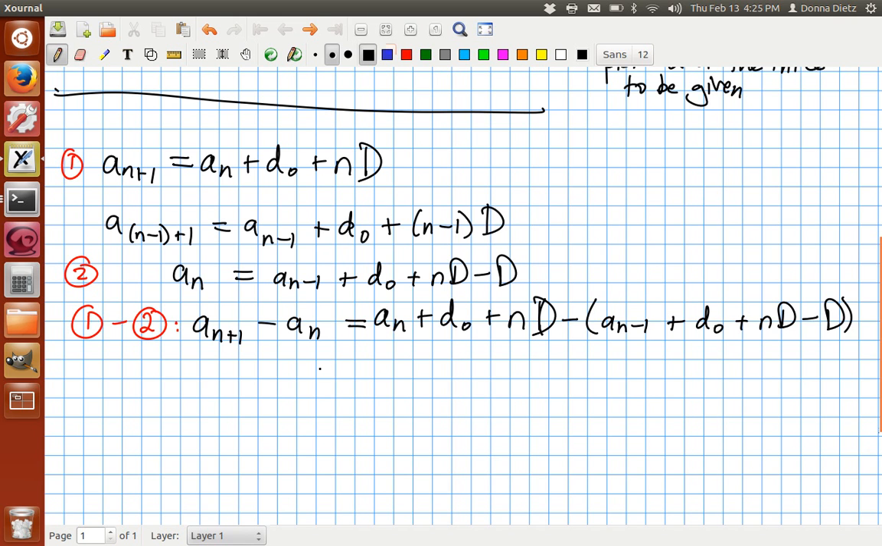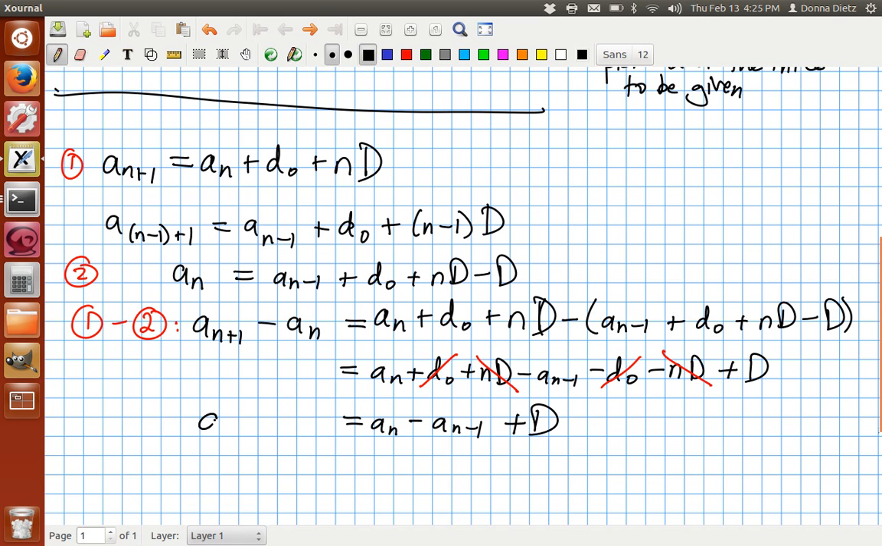Okay, so let me simplify the new right side. You know what I should do? I should go through and see what's what. It's a_n plus d_0 plus nD minus a_{n-1}. Remember that minus is going to get distributed through: minus d_0, minus nD, plus D. Okay, now look here. I've got a plus d_0 and a minus d_0. They cancel out. I've got a plus nD and a minus nD. They cancel out. And I'm left with a_{n-1} plus D.